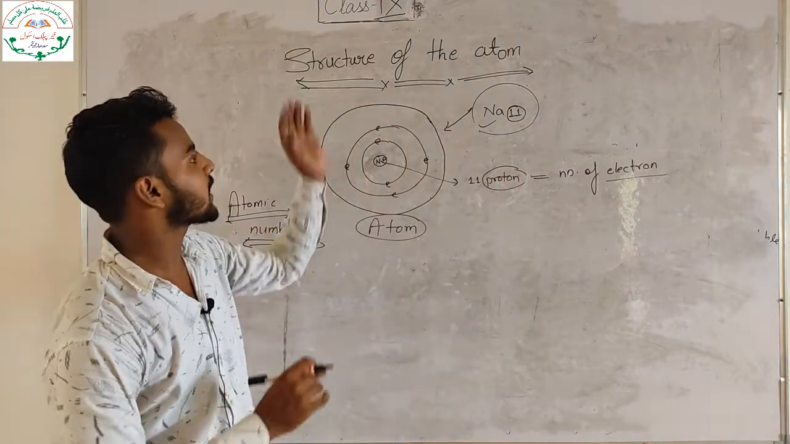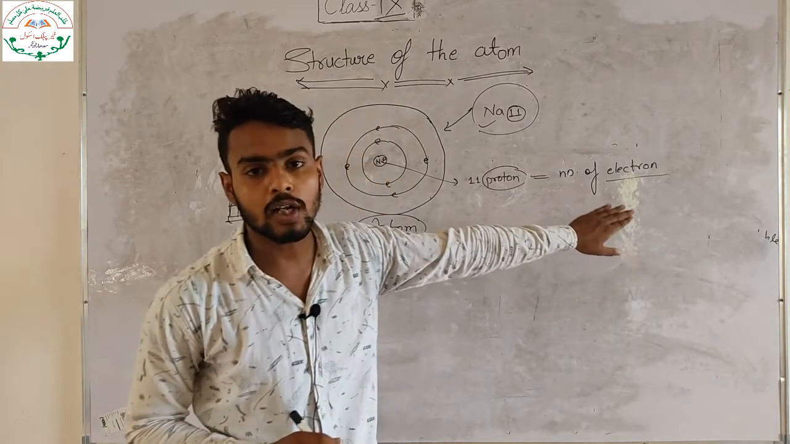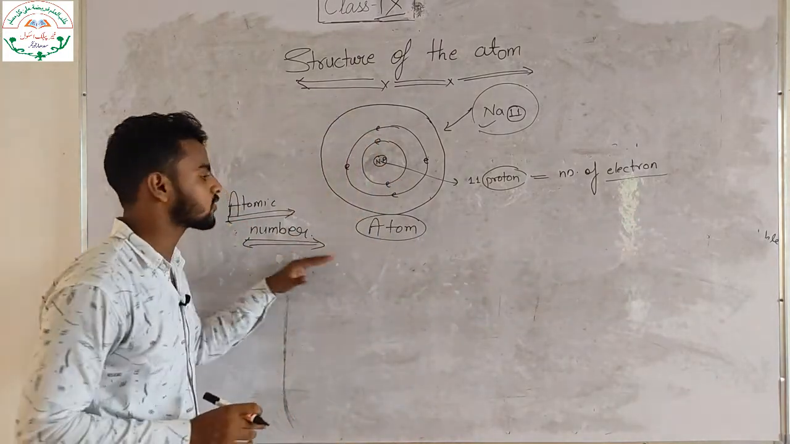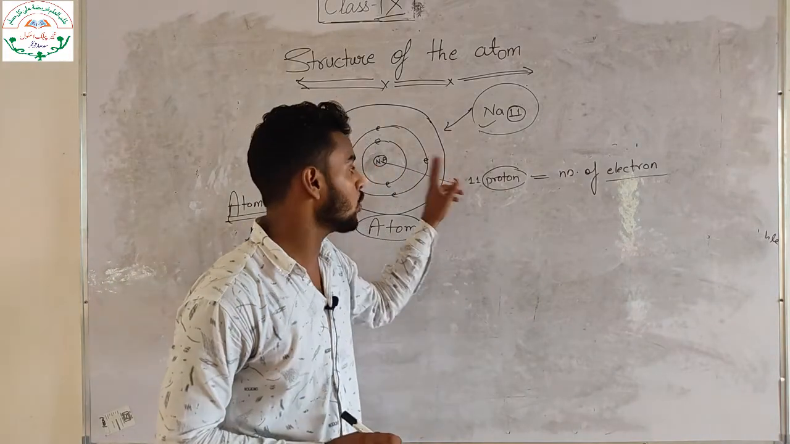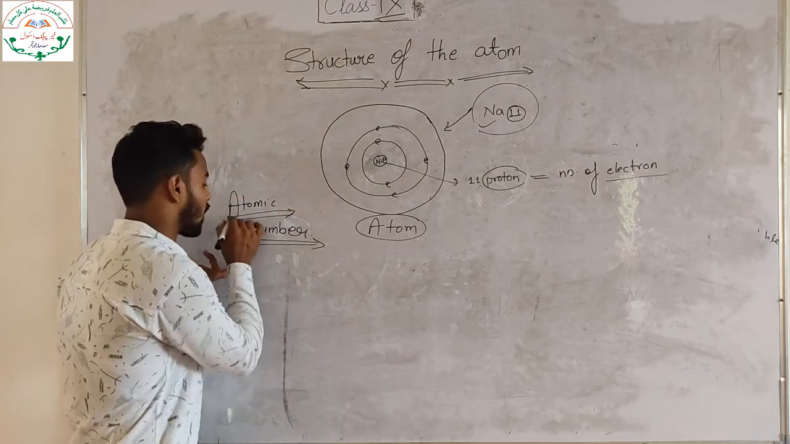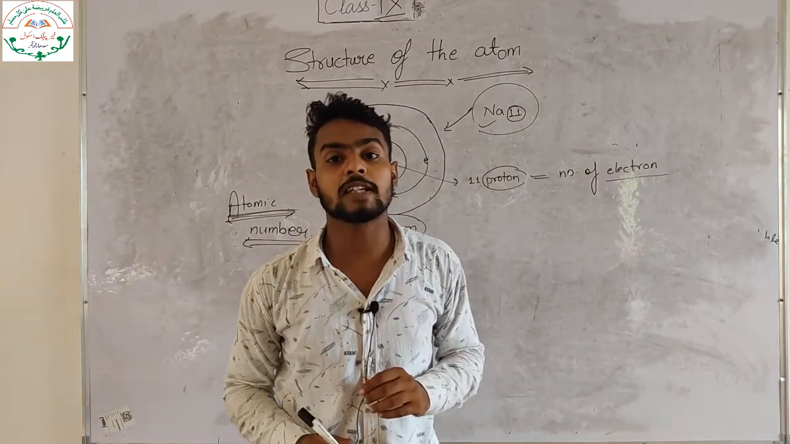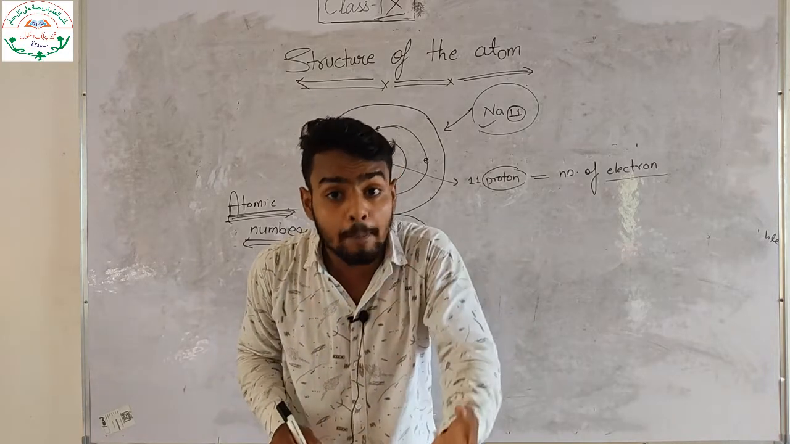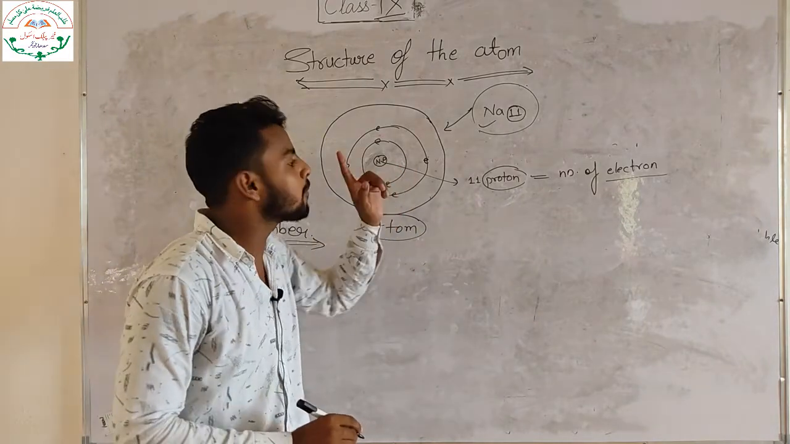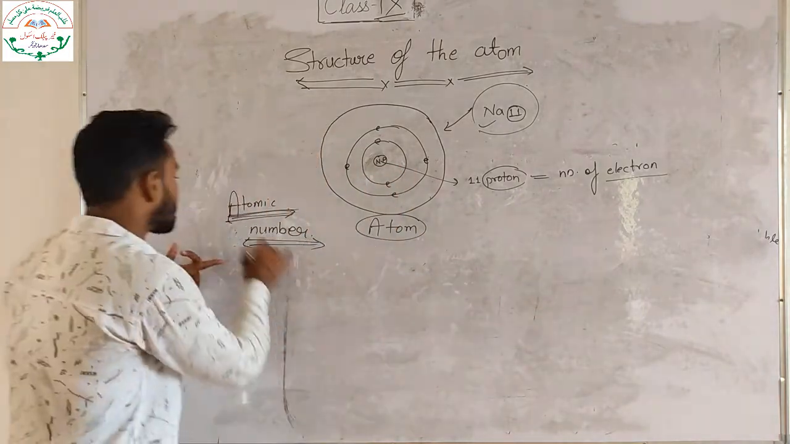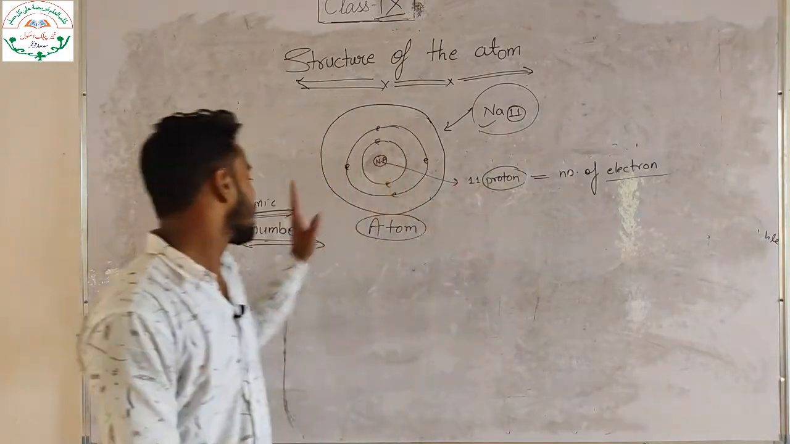So these are the theory of the Bohr atomic model. How can we define the atomic number? The atomic number is the number of protons present in the nucleus of the atom. The number of protons shows the atomic number of the element.